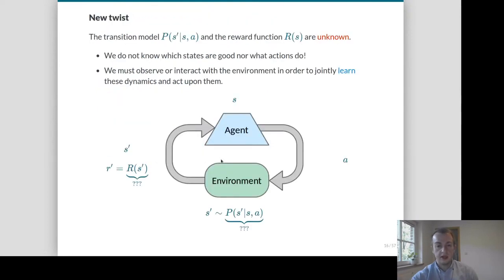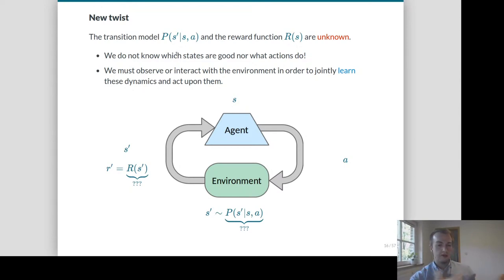Except that now we'll make things a bit more difficult in the sense that the transition model, so this conditional probability P of S prime given S and A, and the reward function R of S will be unknown, right? They will still be there, but we won't know in advance what they are, right? So that means concretely, we do not know which states are good, nor what actions do, right? So you could be in a state, right?